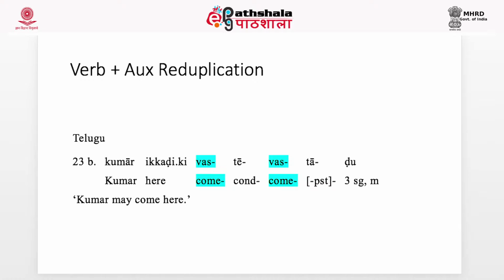For example, take the Telugu sentence, Kumar may come here: Kumar ikkadiki vaste vastadu. The verb vach is to come, vaste is the conditional form, and vastadu is the future form. So Kumar may come here is expressed as: it might be the case that Kumar might come. What we notice is that in vaste vastadu the verb stem is reduplicated, and the first part carries the conditional marker and the second part carries the auxiliary.